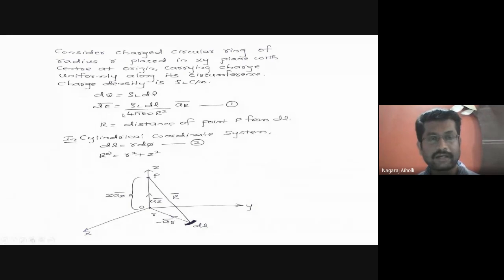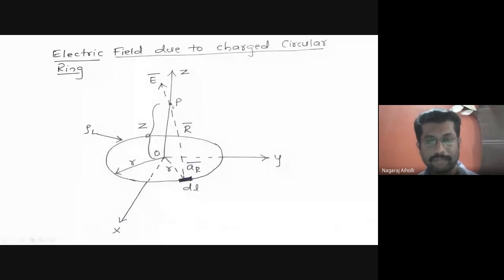Then dE bar. If dq is rho L dl, dE bar is dq divided by 4 pi epsilon naught R square into aR bar. So instead of dq, I'm substituting rho L dl: rho L dl divided by 4 pi epsilon naught R square into aR bar. What is R here? R is the distance of point P from dl. This is our capital R, the distance of point P from the dl.